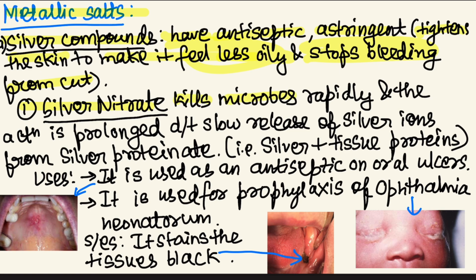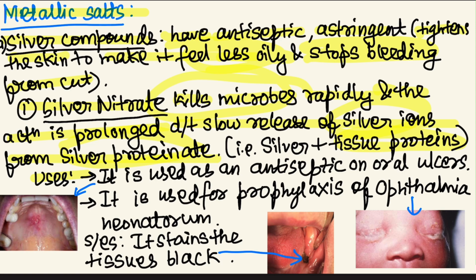So it kills microbes rapidly, and the action is prolonged due to the slow release of the silver ions from the silver proteinate. So basically silver nitrate first reacts with the tissue proteins and forms silver proteinate, and from silver proteinate the silver ions are released slowly, which kills the microbes. So this prolongs the duration of action of the silver nitrate.